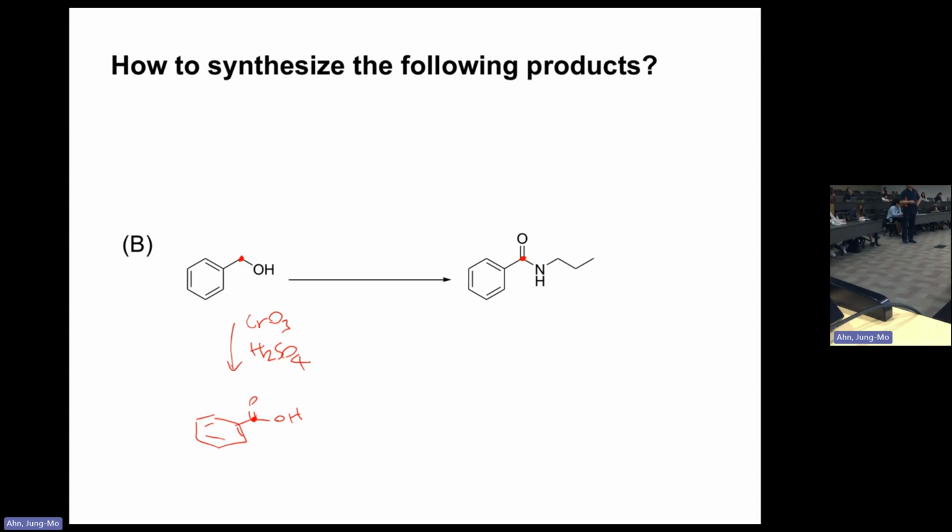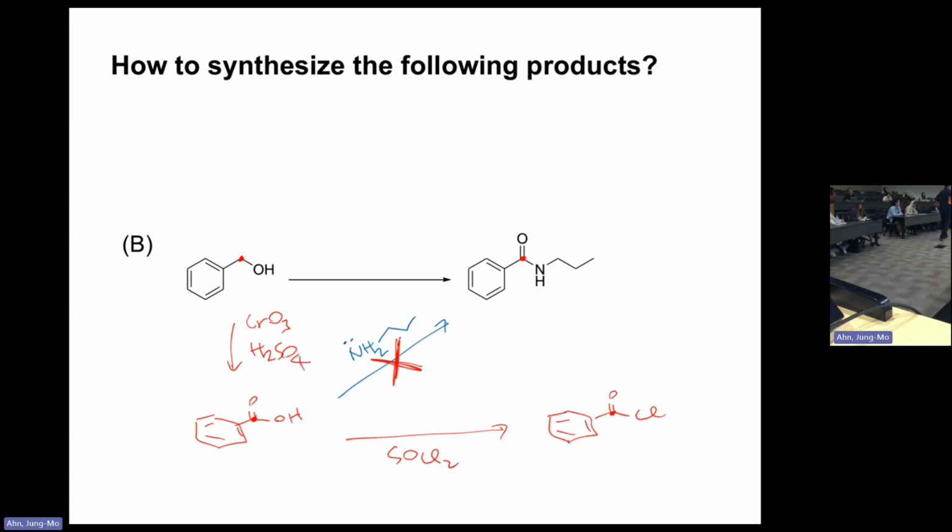Then you notice that there's an amine here that you need to add. So carboxylic acid, and if you put it with an amine together, that's not going to work, right? We talked about that. In order to make an amide, you just cannot simply use a carboxylic acid and amine. Even though you may add a proton there, it's not going to work well. So what you need to do, you have to make this carbonyl more activated. One way to do that is making acid chloride.